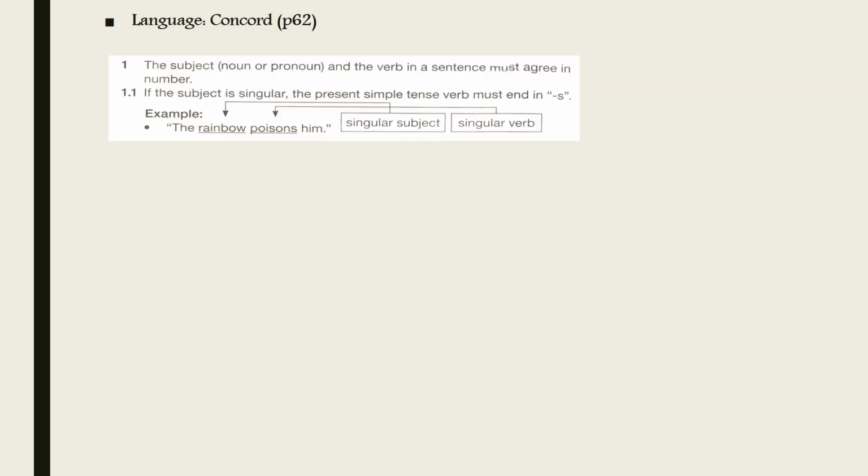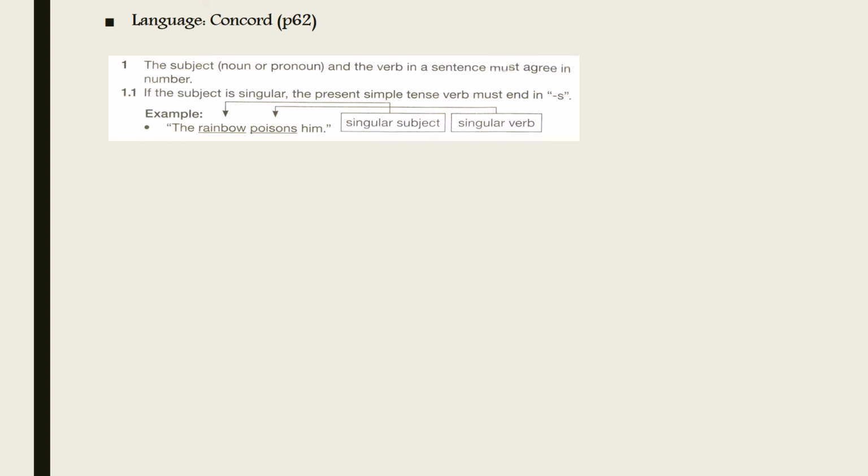Remember, the subject is the person or the thing in the sentence doing something, whereas your verb is your doing word. In our first example, you will see that our subject was singular. Therefore, the verb had to take on the singular form of verb. The rainbow poisons him. Rainbow only refers to one rainbow. Therefore, your verb takes on an S at the end, showing us that we are working with a singular form of verb.